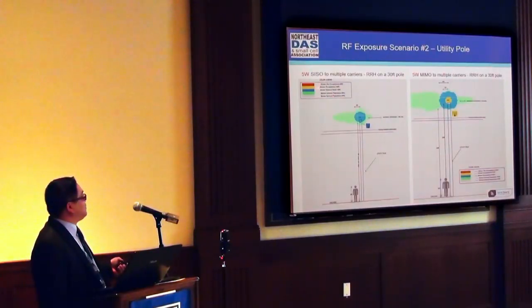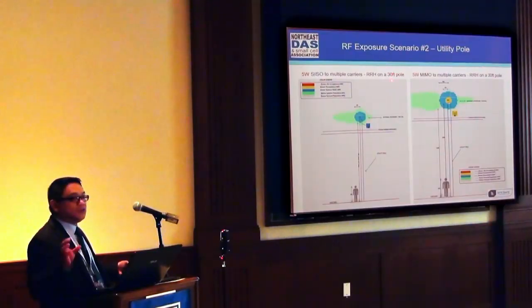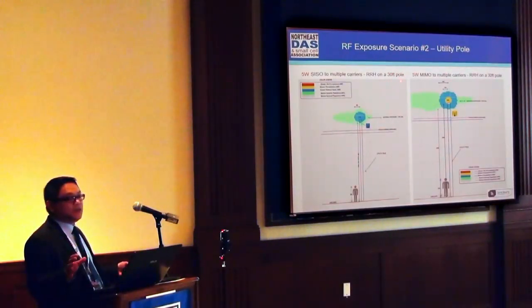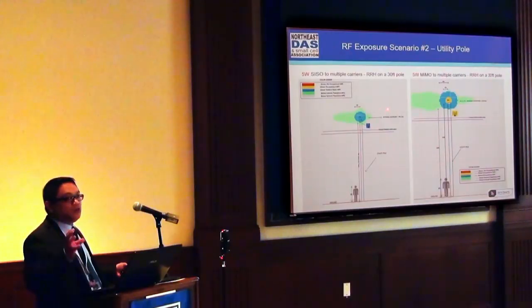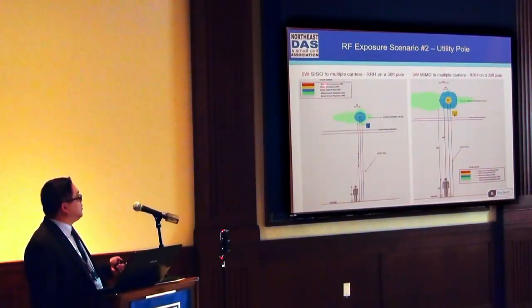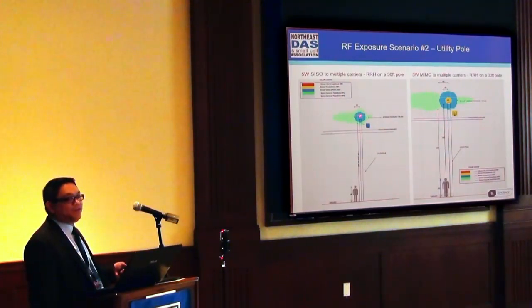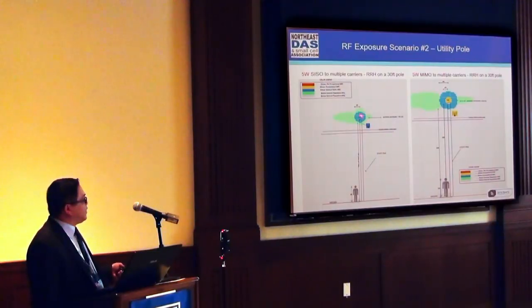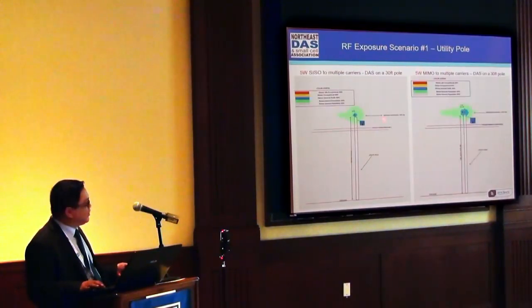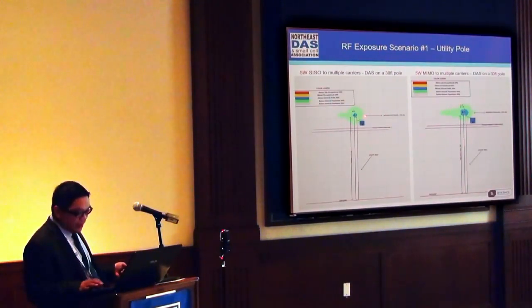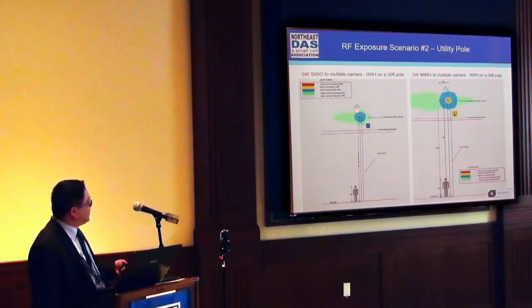This is an example of when they actually use a remote radio head, meaning it's really more of a small cell deployment. That would mean that instead of having a 5-watt DAS node, you may actually have 5 watts from each of the different bands and each of the different carriers. So if you compare this to the previous slide, you see how it's not as bad versus this. You can see that the compliance now is actually changing.